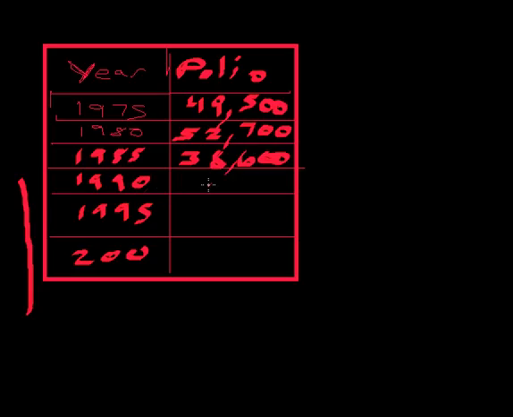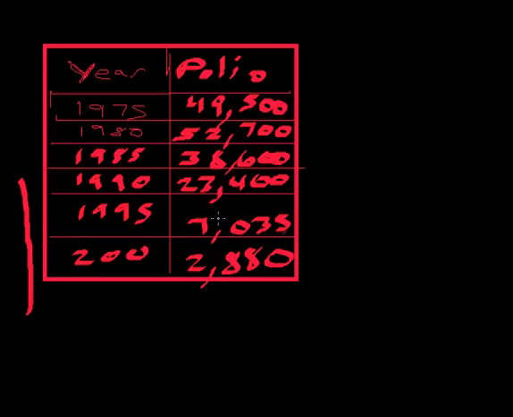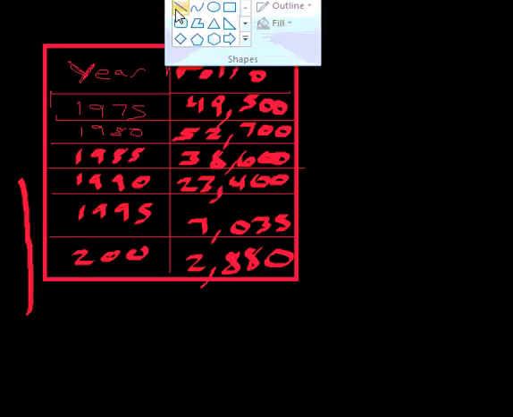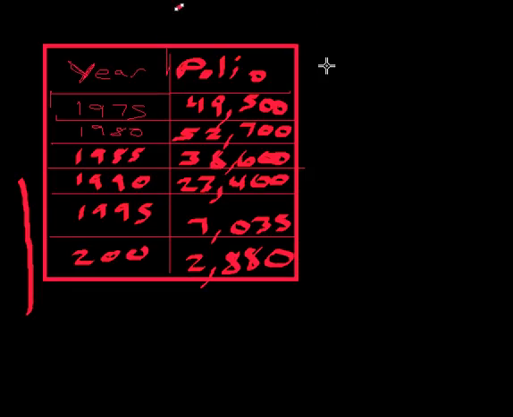38,600. And then it jumps down to, hey, 23,400. And then in 95, 5 years later, started getting a good control on it, 7,035. Finally, in 2000, it was down to 2,880 people. Cool. So now the next thing that we're going to look at, say, hey, let's graph this using a line graph.